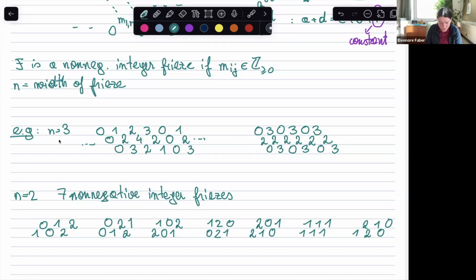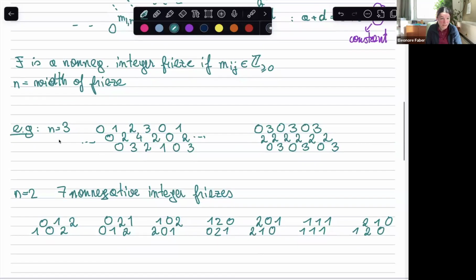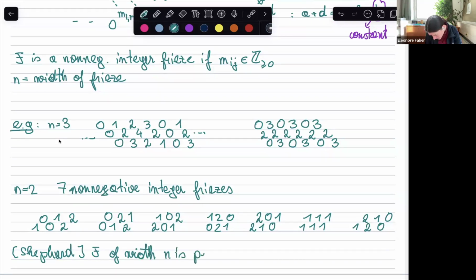But for Shephard's friezes, maybe I should say that Shephard already showed in his paper that these friezes, a frieze F of width n, is periodic in the horizontal direction.